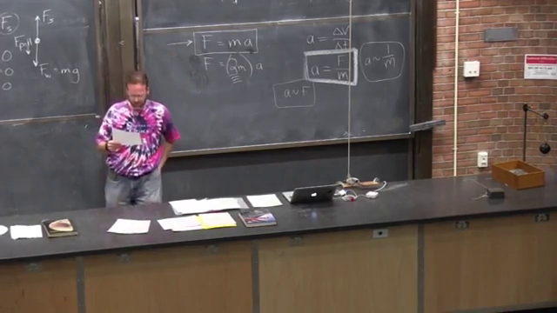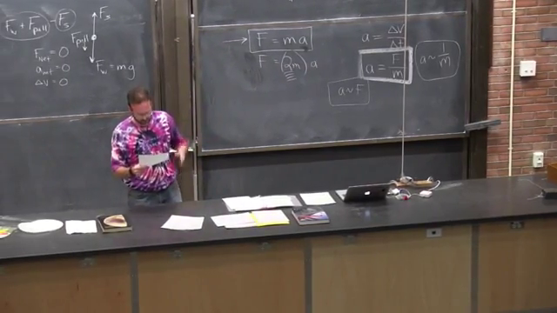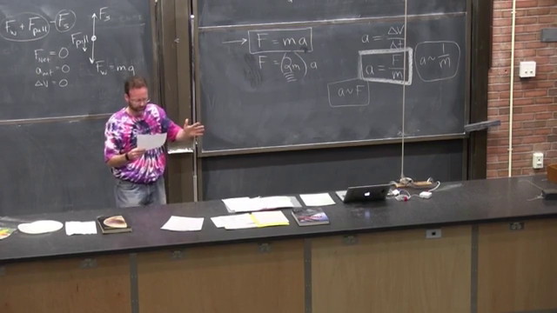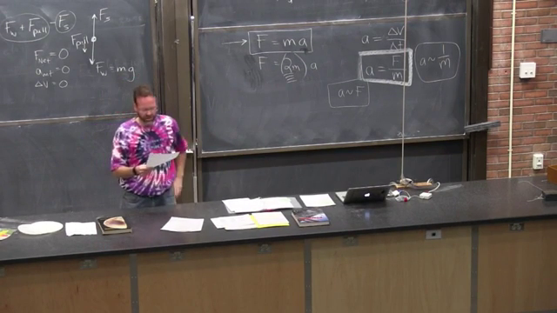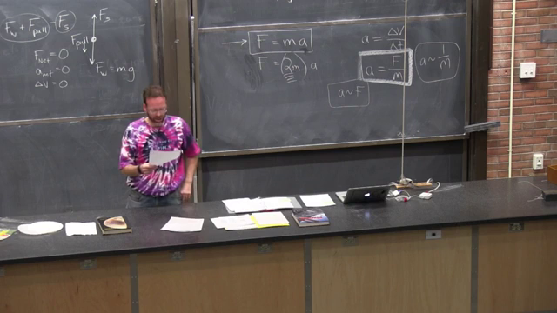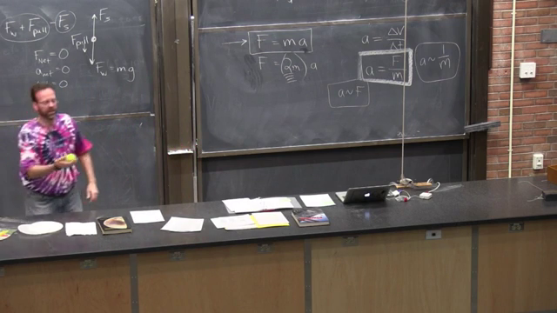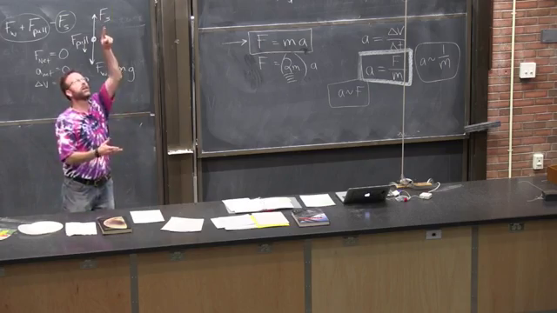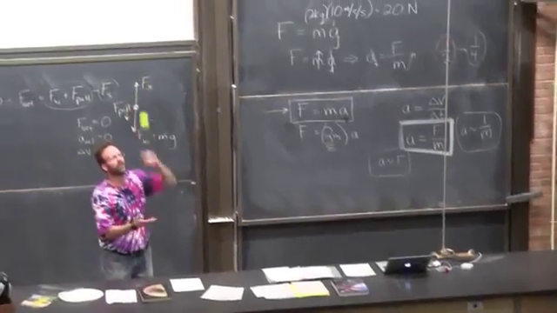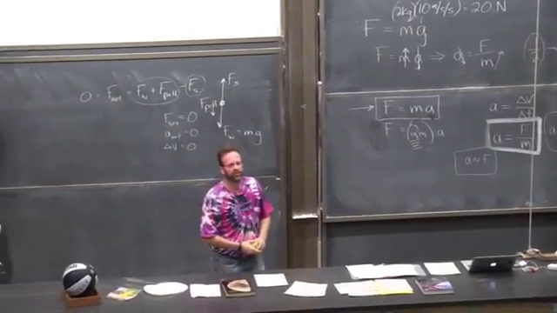The second one was use Newton's second law to answer this question. Ignoring air resistance, the acceleration of a vertically thrown ball at the top of its path is what? So that's this game again. You throw this up, right there at the top. What's its acceleration?